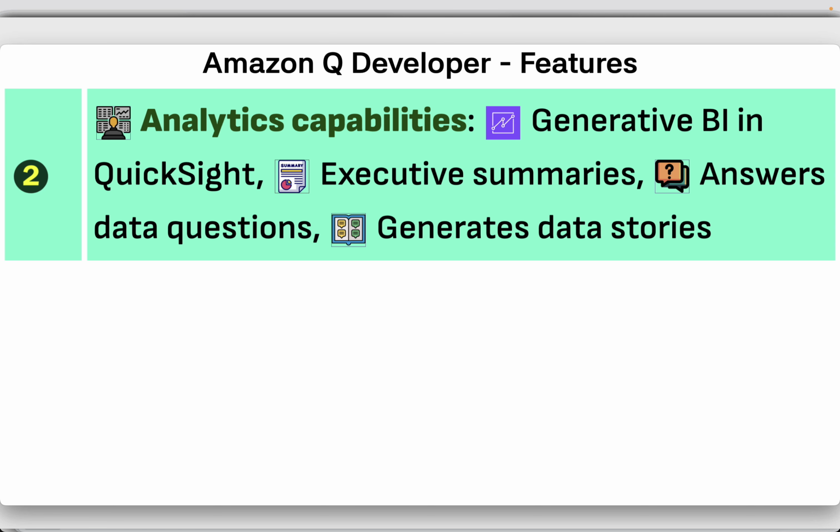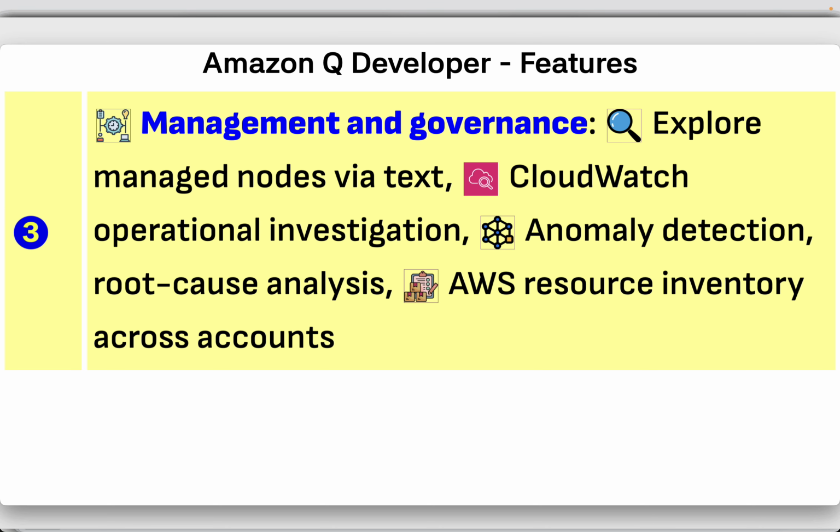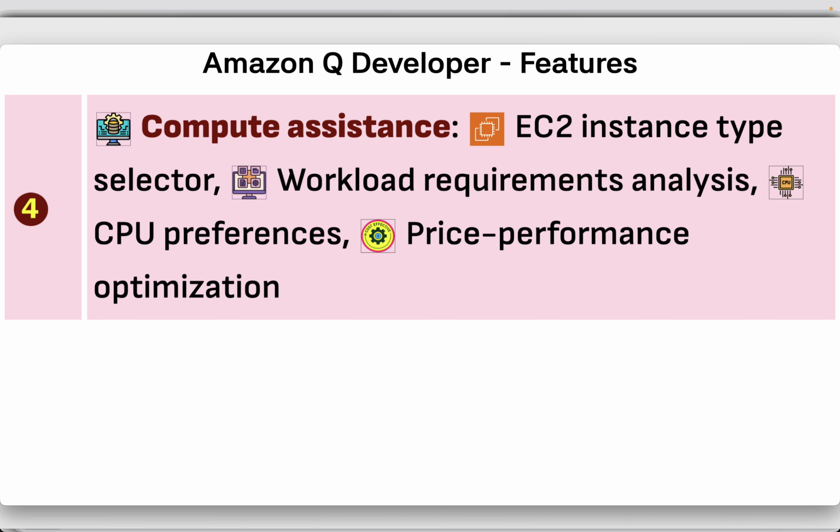Analytics capabilities include generative BI authoring in QuickSight for creating executive summaries, answering data questions, and generating data stories. Management and governance features enable exploring managed nodes through text prompts, investigating questionable issues in CloudWatch with anomaly detection, root cause analysis, and taking inventory of AWS resources across AWS accounts.